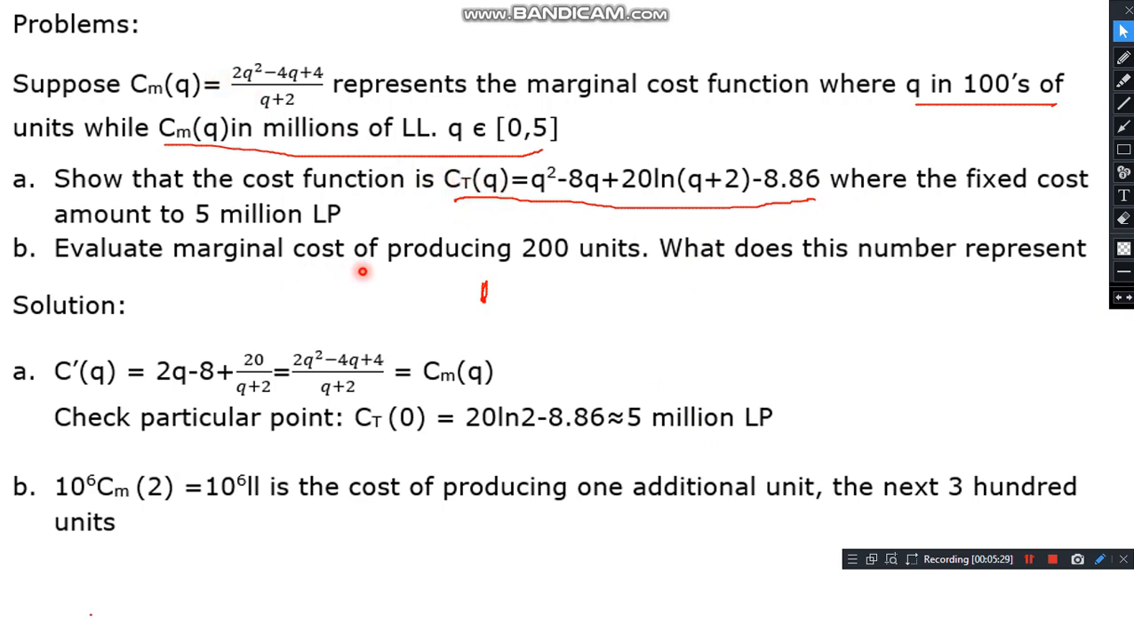Then evaluate the marginal cost of producing 200 units. So I do MC of 2 and I multiply it by million. So it's million. What does this number represent? Because it's the marginal, we said it's the cost of producing one additional unit. And if this is 2, it will be the 3. But since X is in 100, it will be the next 300 units.